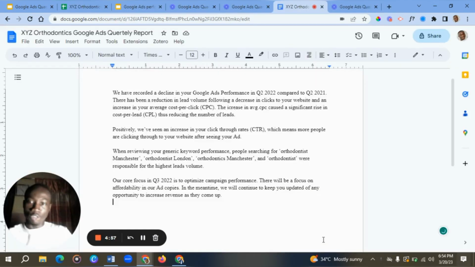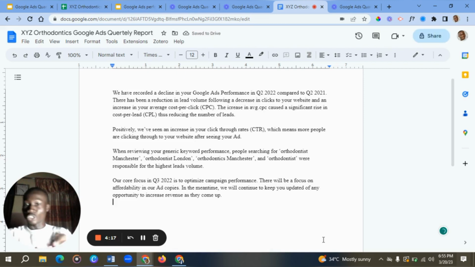So I've quickly written a report that you could use. So this is how it goes. We have recorded a decline in your Google Ads performance in Q2 2022 compared to Q2 2021. There has been a reduction in lead volume following a decrease in clicks to your website and an increase in your average cost per click. The increase in average CPC caused a significant rise in cost per lead, thus reducing the number of leads. Positively, we've seen an increase in your click-through rates, which means people are clicking through to your website after seeing your ad. When reviewing your generic keyword performance, people searching for orthodontist Manchester, orthodontist London, orthodontics Manchester, and orthodontists were responsible for the highest lead volume.